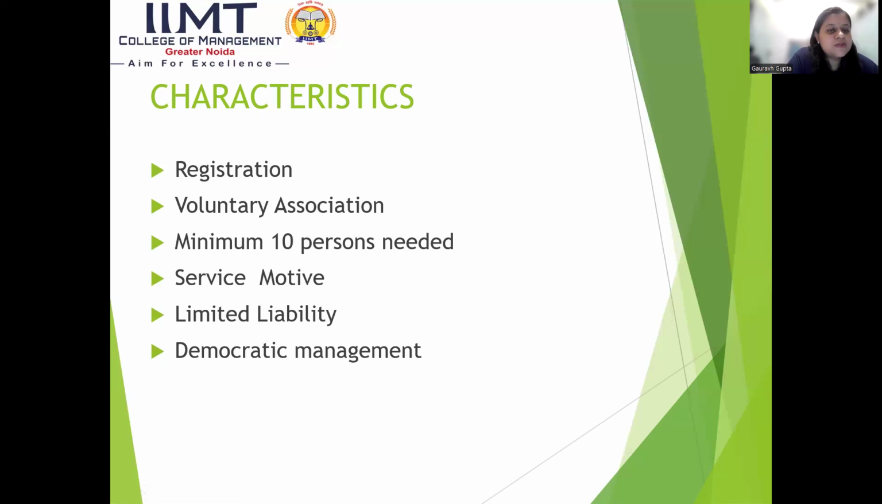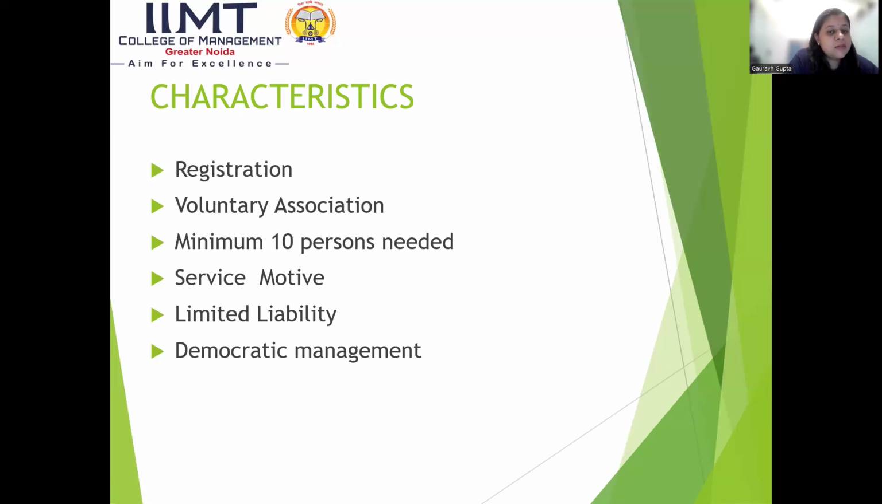Features of cooperative society. The first one is registration. Registration is compulsory in the cooperative form of business organization. Second point, voluntary association. Any individual, irrespective of caste, creed, gender, religion, with common interest is free to join or leave the cooperative society as and when he or she desires.